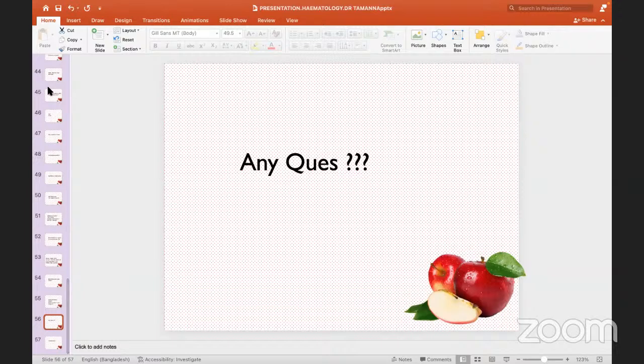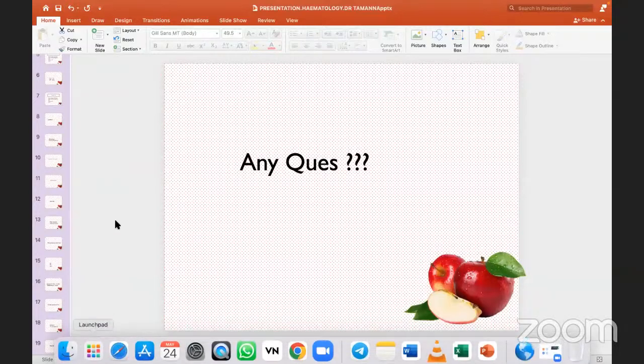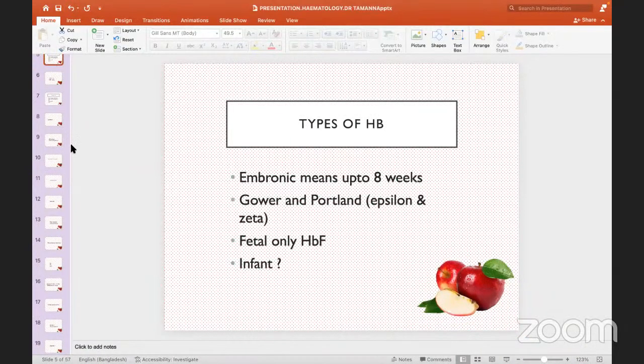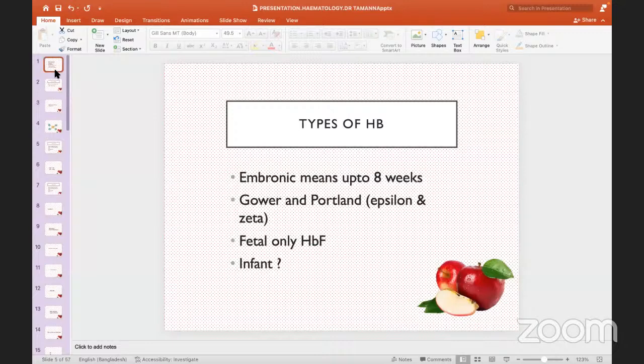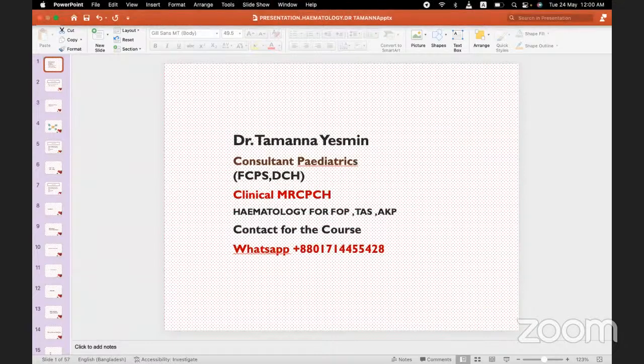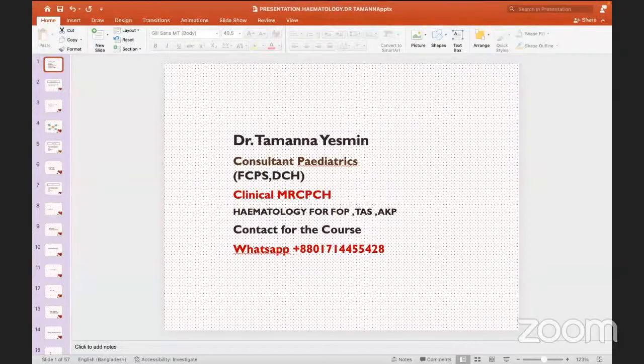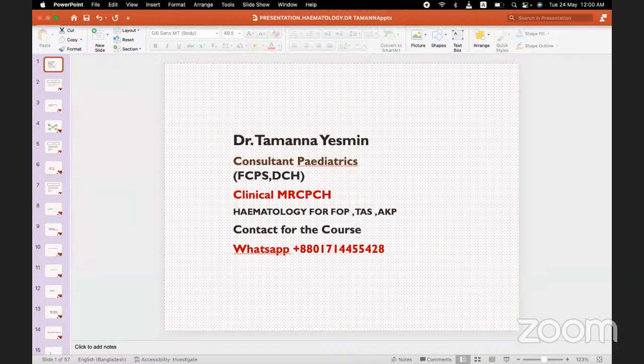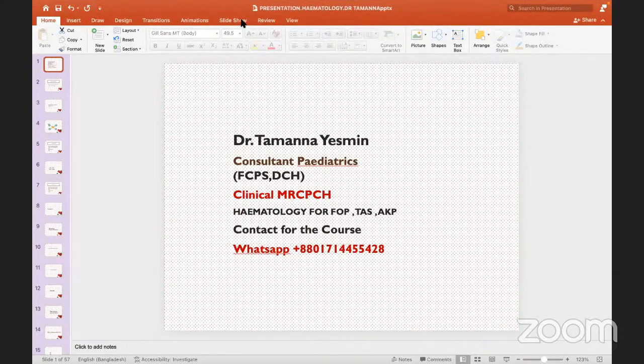Do they ask questions on the leukemias, the AML or ALL? Yes, I did not discuss oncology today. Leukemia is definitely asked. Leukemia is one of the most important oncology topics and the most common oncological problem in pediatrics, acute leukemia. You will definitely get questions in leukemia. Okay. Any more questions from hematology today? We discussed many recalls in our topic.